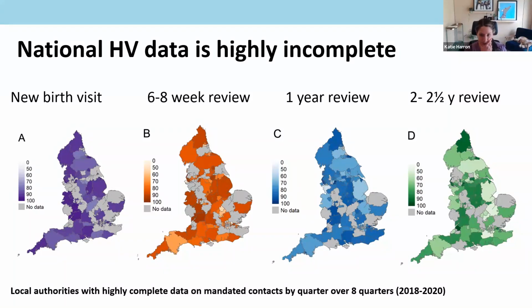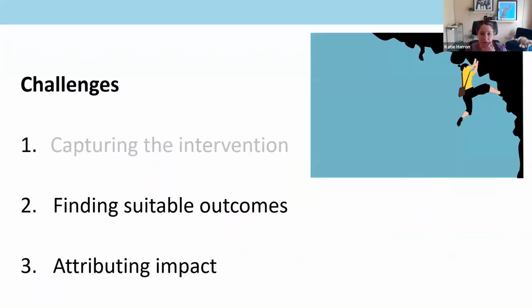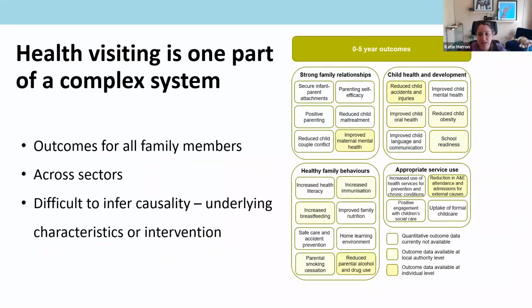Okay, so moving on to the next challenges around finding suitable outcomes and then attributing changes in outcomes to health visitors. Go on to the next slide, Jenny, thanks. So this figure is quite small, but it shows some of the potential outcomes that we're looking at based on logic models of how the health visiting intervention works. One of the difficulties in using admin data to capture these outcomes is about how we interpret the data.